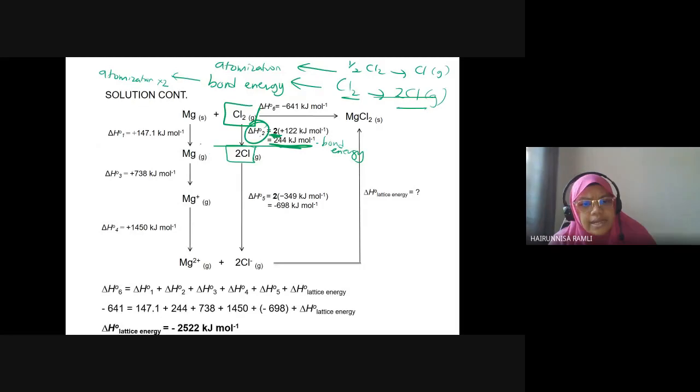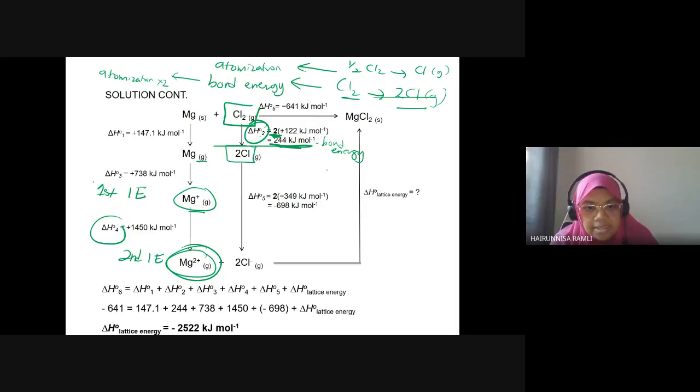And then Mg tak ada masalah lah. Cuma Mg ni pula, IE dia ada 2 step. So you kena tambah step lah. Okay, so from Mg gas kepada Mg plus. So this is first IE. First IE, and then Mg plus to Mg 2 plus, you have second IE. This one. Okay, and this Cl kepada Cl minus. So we know that original equation is Cl kepada Cl minus. Okay, Cl plus electron, you dapat Cl minus kan?